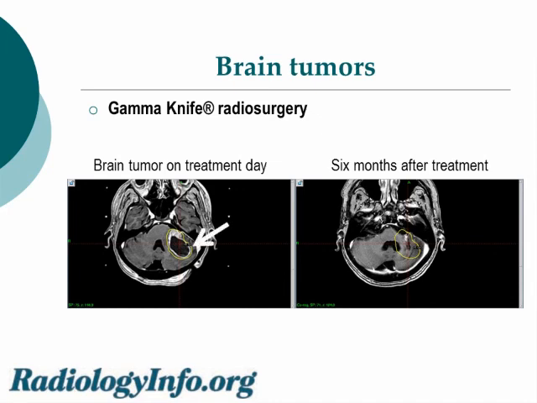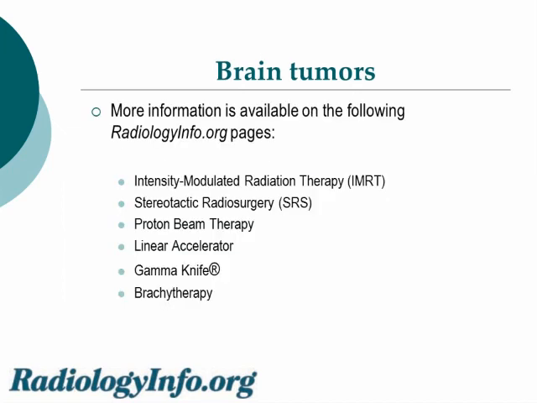Here is an example of gamma knife radiosurgery, in which a brain tumor is seen on treatment day on the left and is outlined in the yellow circle, and 6 months later, the image on the right shows the brain tumor has nearly disappeared. There are other techniques of radiation therapy that allow for excellent treatment of brain tumors. Please visit the following pages on radiologyinfo.org to learn more.